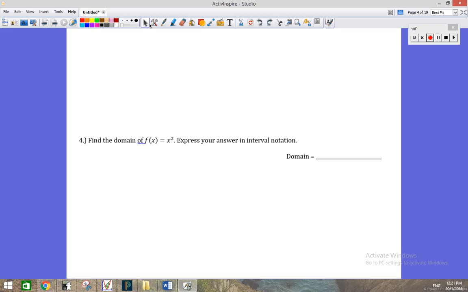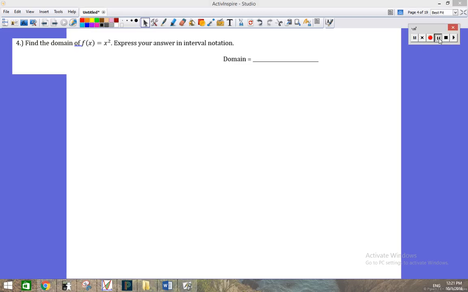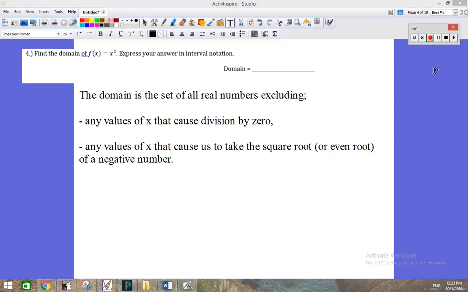When I'm given an equation, let me pause this for a second. Alright, so I paused the video real quick to type this. This is how I always start every problem that asks me about the domain if I'm given an equation. My default answer is the domain is a set of all real numbers. Now, I have two things to consider, however, that may change that. It's a set of all real numbers excluding any values of x that cause division by 0.